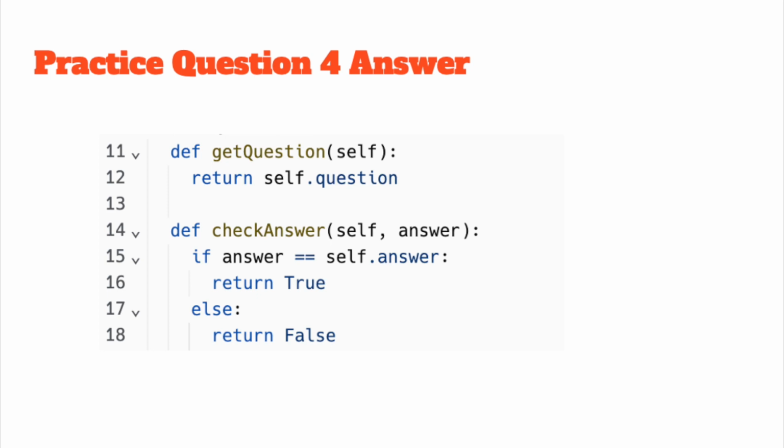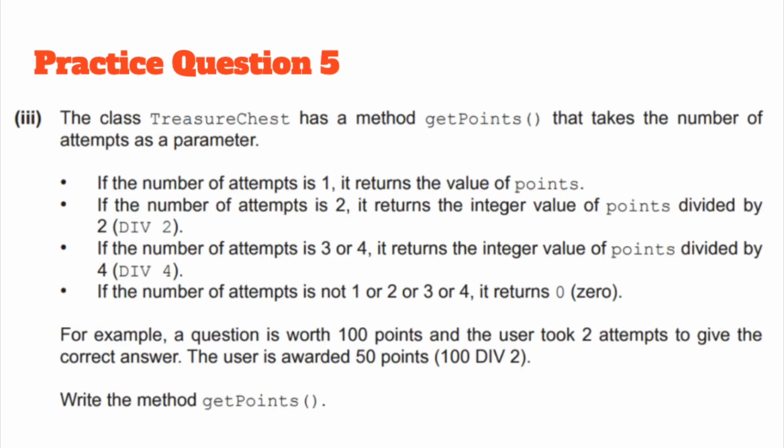Now do remember the indentation here. Both of these methods are part of the original class. Don't code them as separate functions. They have to be in the class, otherwise your program won't work. So this will give you access to 5 easy marks, 2 marks for the getter, 1 for defining it, 1 for returning self.question, and 3 marks for the next one, 1 for defining it, 1 for the selection, and 1 for the returns. Okay, let's move on to practice question 5, which continues on the previous question.